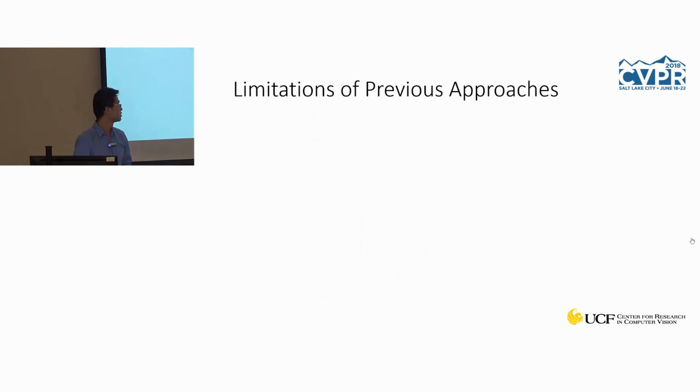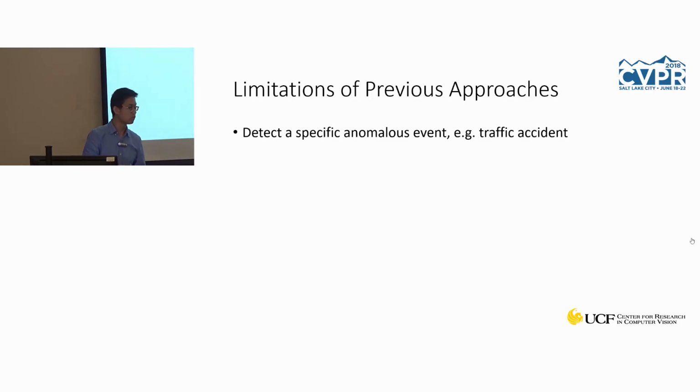There's a previous approach to do this anomaly detection. The straightforward way is to develop a classifier to detect specific anomalous events, for example, traffic accidents. We can train a classifier to specifically detect traffic accidents. But the problem is that it cannot generalize to other anomalous events. If you want to detect other events, you have to train a separate classifier.